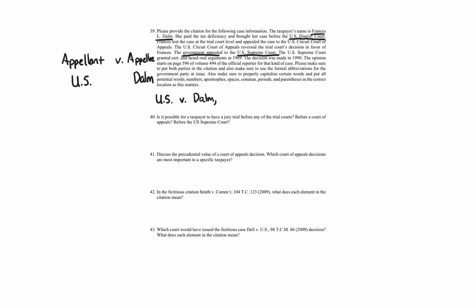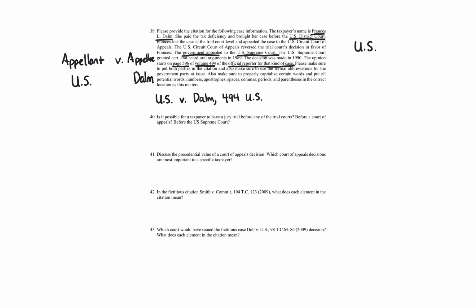Now we have to talk about the reporter. So we're dealing with the Supreme Court, and it says it's the official reporter of the Supreme Court of that kind of case. The official reporter for the Supreme Court is the U.S. Reporter. U.S. Reporter. That is the official reporter. The volume is volume 494. So we're going to do U.S. v. Dahm as we have it here, comma, space, 494 space, U.S. space. Then we do the page 596, the page it starts on.